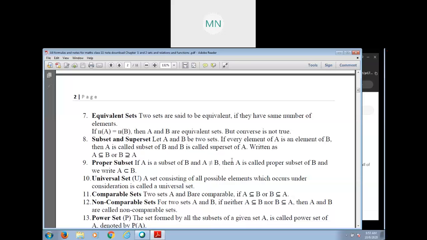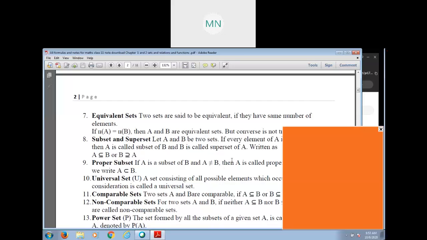Next is comparable sets. If either A is a subset of B or B is a subset of A, then we say that A and B are comparable. Otherwise, they are not comparable.